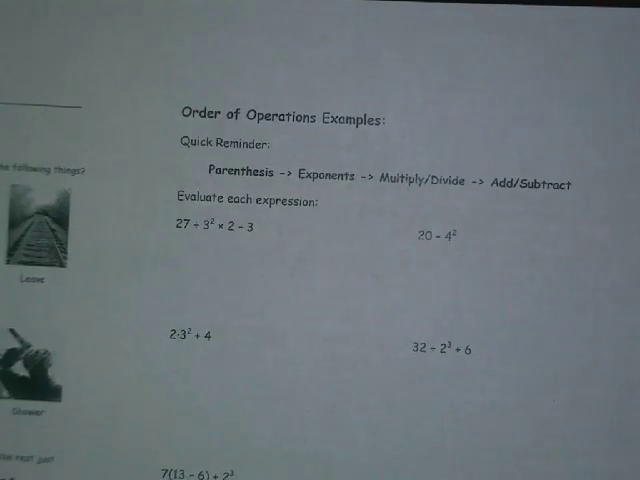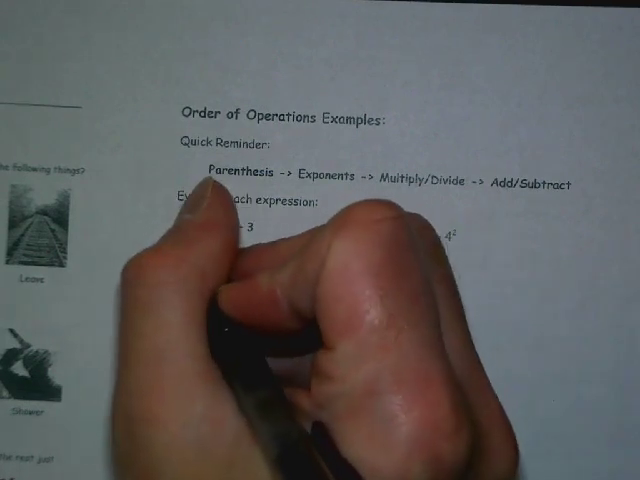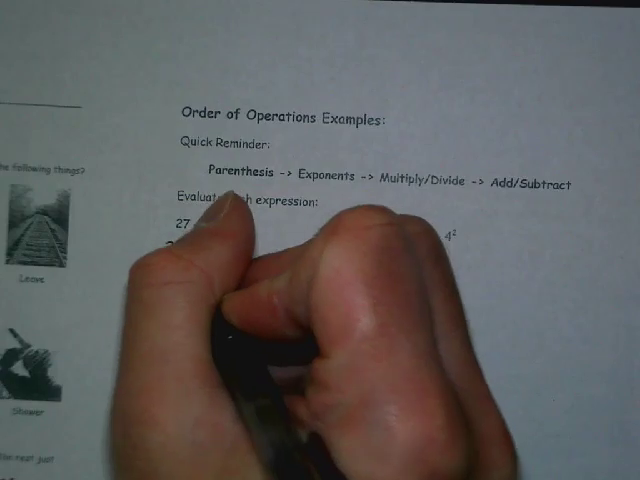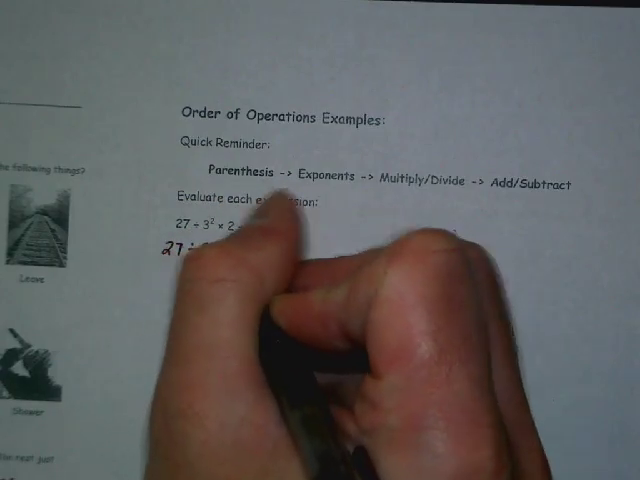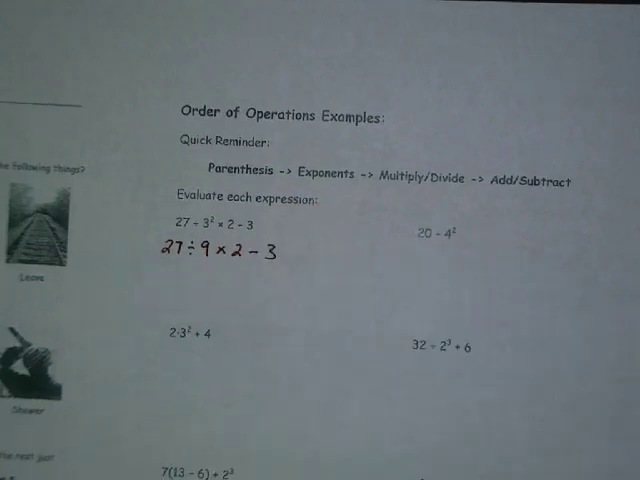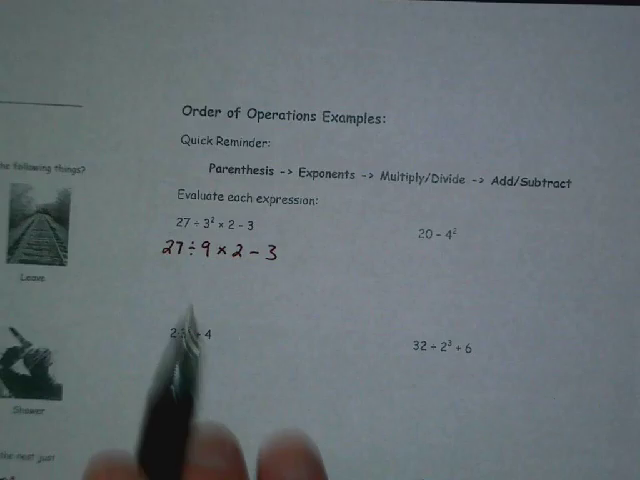So if you move over to the top of the right side, that first problem there, do we see any parentheses? No. So we move on to exponents. Do we see exponents? Yeah. So 3 squared, what does 3 squared give us? 9, yeah. So I'm going to write out each step. For today, that's what I want us to do. So that becomes 27 divided by 9 times 2 minus 3.